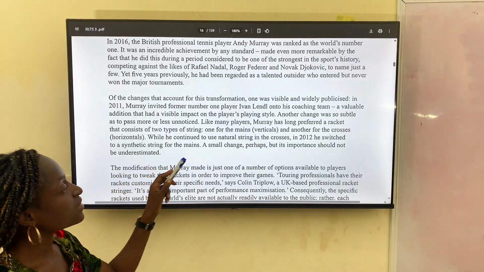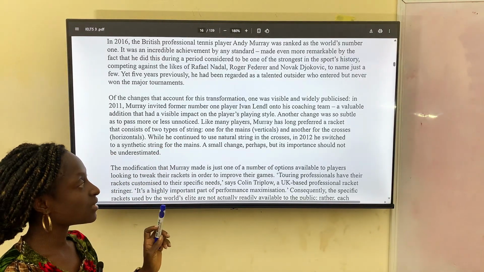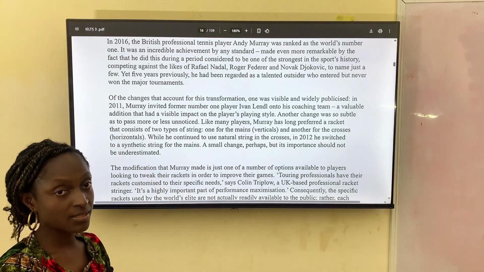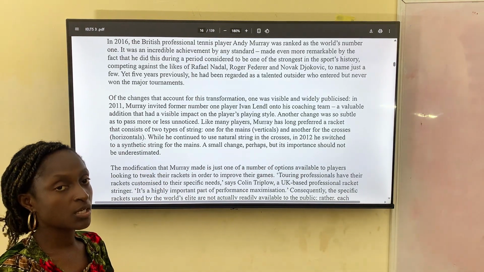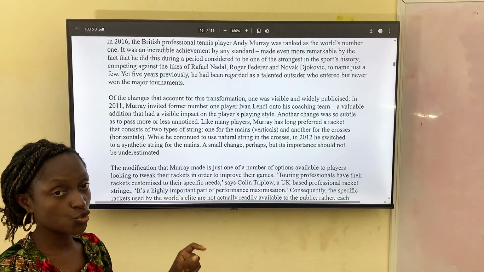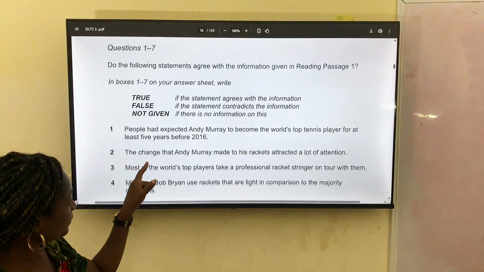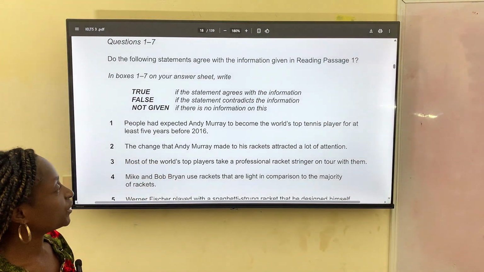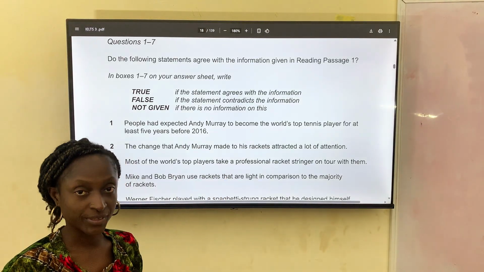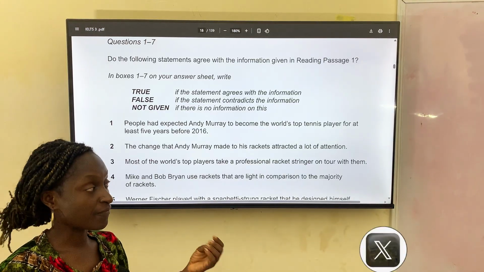Can you see that? A small change. Sometimes it's not even noticed. So that simply means the changes Murray made to his rackets were unnoticed. It was not publicized. So that means our answer is going to be false. Let's go to the question again and check. You can see we have, the change that Andy made to his rackets attracted a lot of attention. That is false. We were told it was going unnoticed, was very, very small.